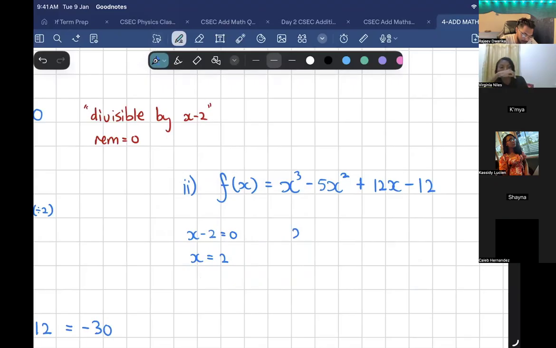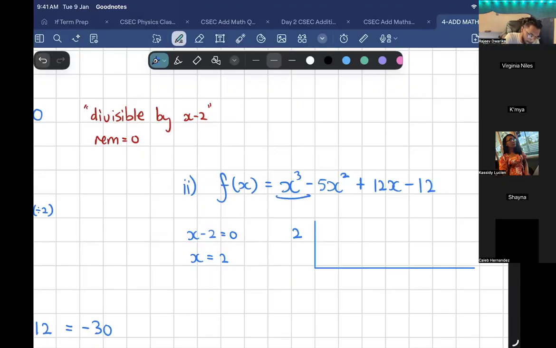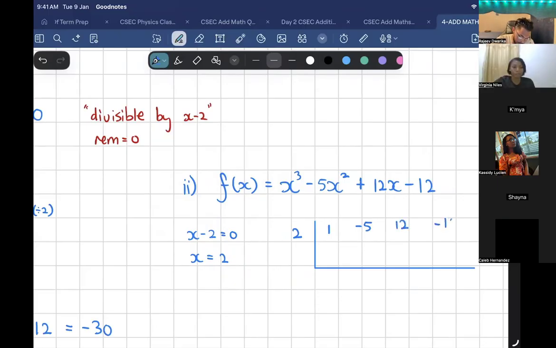So I'm gonna put the 2 over here and write the coefficients of the terms. So this is x cubed, that is 1. Then we have minus 5. What we have next? Positive 12. Minus 12. Right, so we're gonna bring down the 1. What next? 2 times 1. You know it already. I'm gonna ask somebody else.